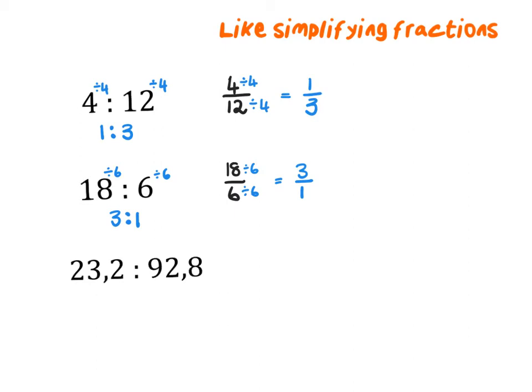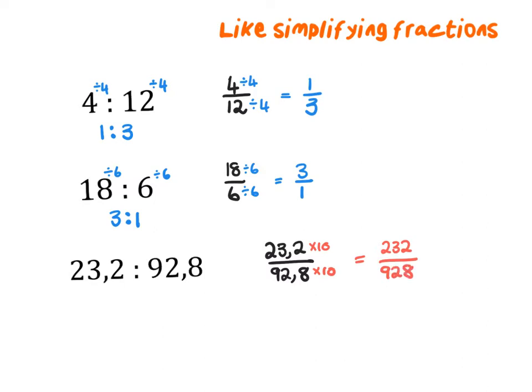Do you remember that we cannot have decimals in a fraction? The same rule applies to ratios. So if you had a fraction of 23.2 over 92.8, we can't leave this fraction like that. So what you can do is multiply both of them by 10. And this will give me a fraction of 232 over 928.